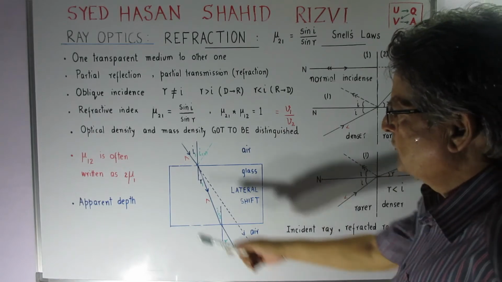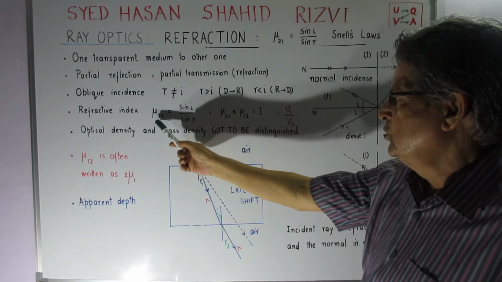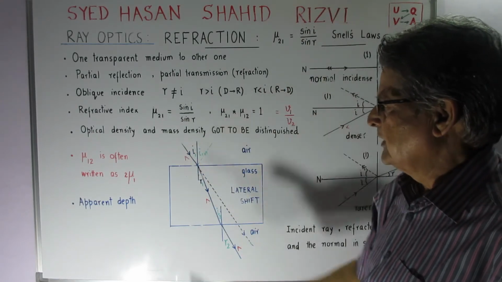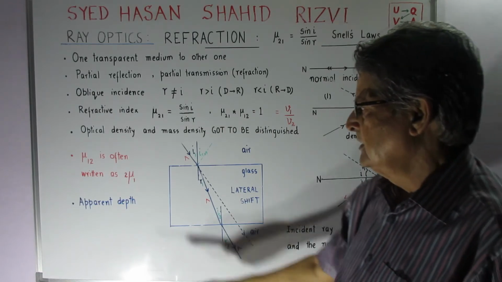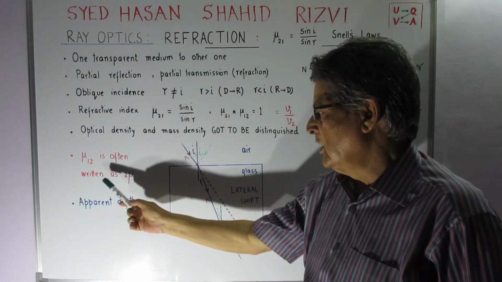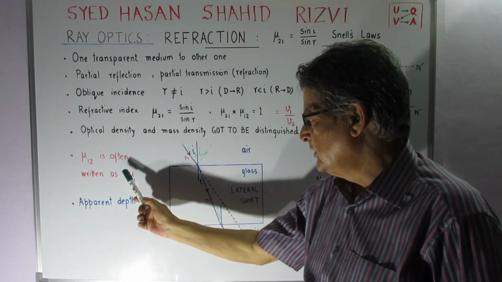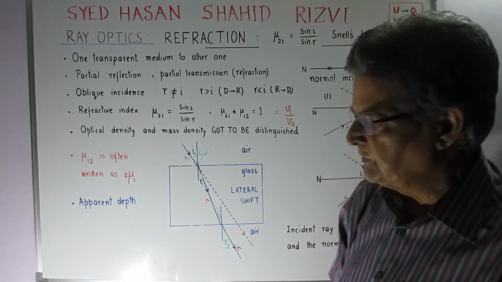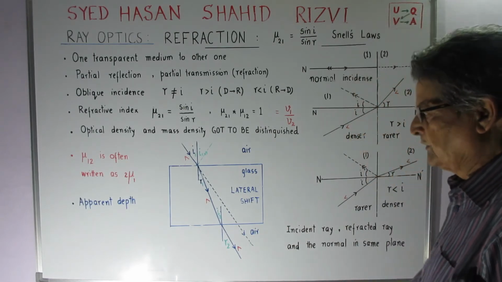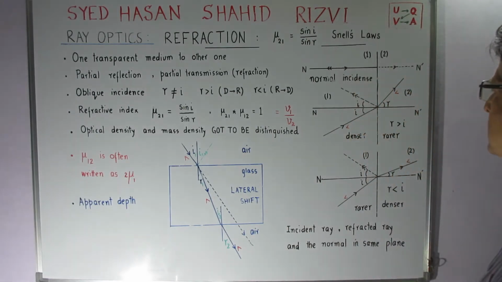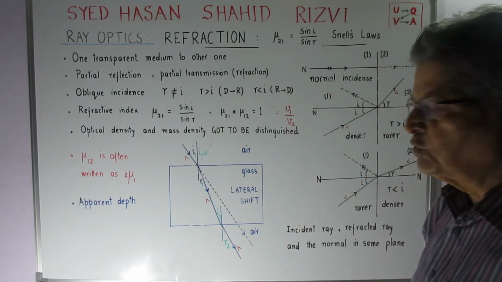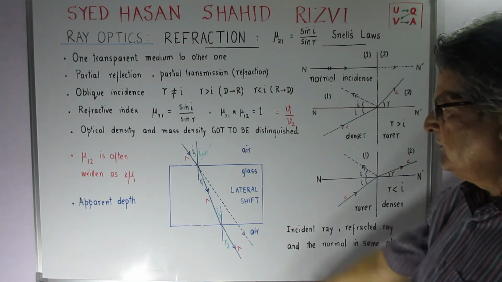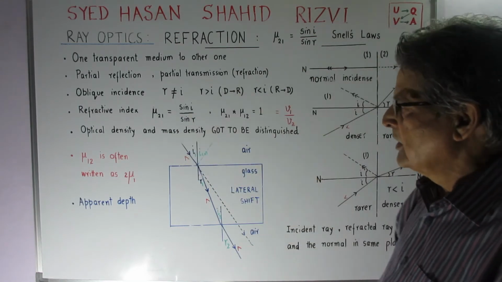Refractive index, of course, we have defined, like I said, mu21 is sin i upon sin r. But any symbol like that, mu12, is often written as 1 here and 2 here in some of the texts, particularly the old texts. But all the time we'll take this as mu21, the refractive index of medium 2 with respect to medium 1.